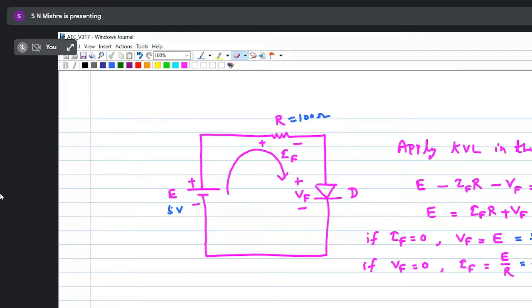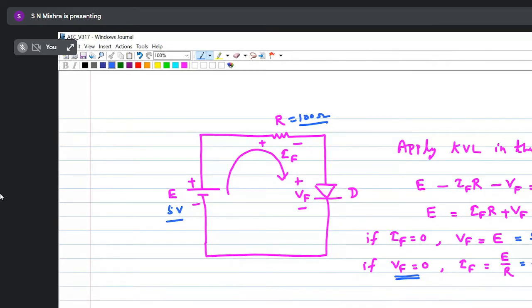If E is fixed as 5 volt and resistance is 100 ohm, can I get more than 50 milliampere current in the circuit? No, sir. No, because the voltage is already fixed and the resistance is fixed. So always I'll get IF equals E by R. So 5 by 100 means a maximum of 50 milliampere current.